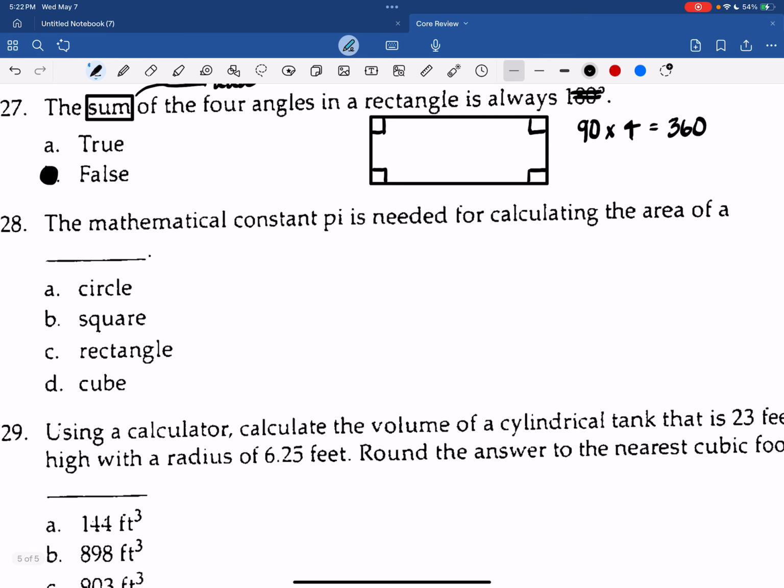The mathematical constant pi, and that looks like this. It is 22 over 7 if you're doing an exact answer. If you need an approximation, it's 3.14. And it's needed for calculating the area of a circle.